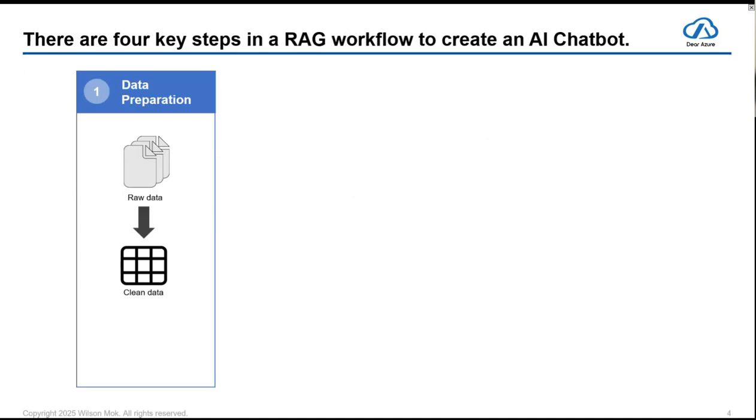All right, so let's jump in. For our standard RAG workflow, there is a 4-step process that we usually go through in order to create our AI chatbot. The first portion is data preparation, and what that really breaks down to is we need to extract and ingest our data from our source system, and that's essentially the raw data piece here, right?